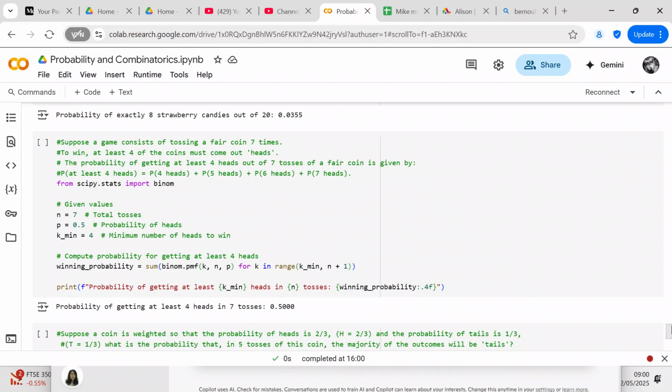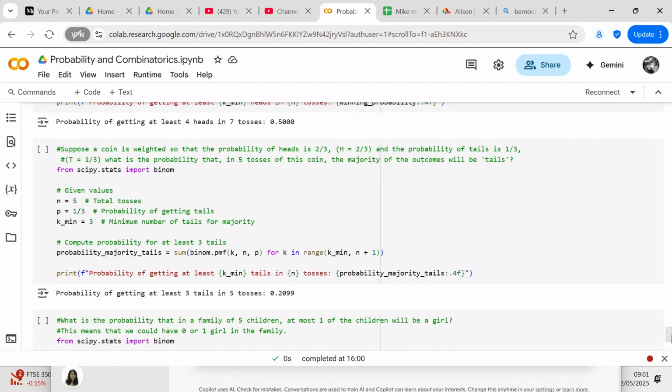And we're going to give in values: total tosses, n equals 7. Probability of heads, p equals 0.5. Minimum number of heads to win, k_min equals 4. So you're going to compute the probability of getting at least 4 heads: winning probability equals sum of binom.pmf(k, n, p) for k in range(k_min, n + 1). And then we print the probability out, and it's going to be 50%.